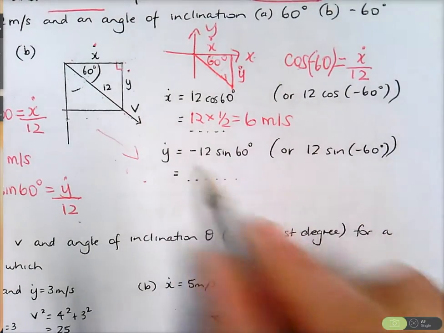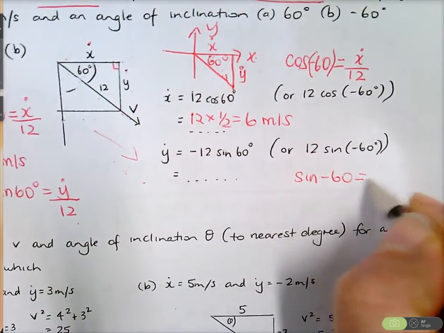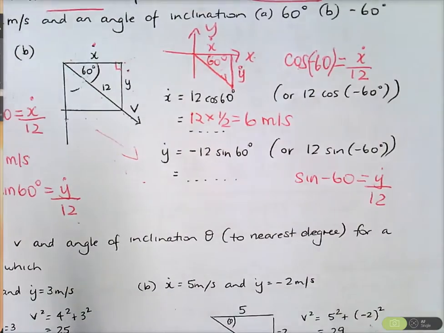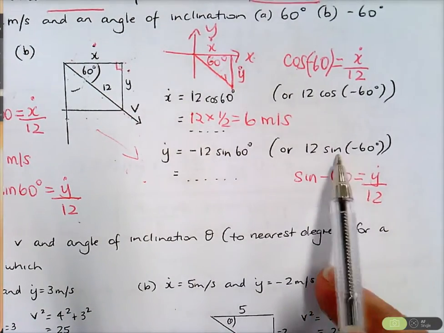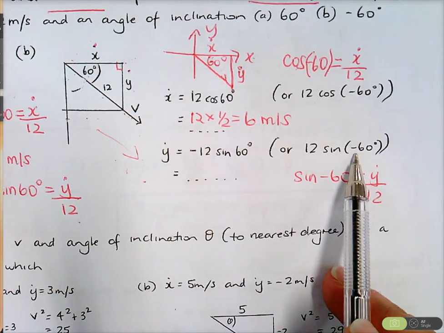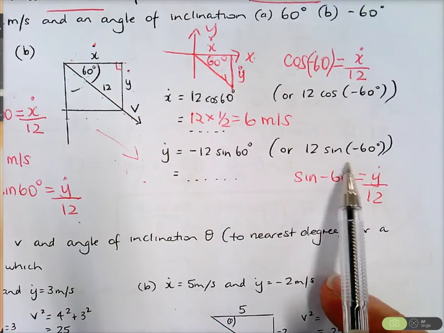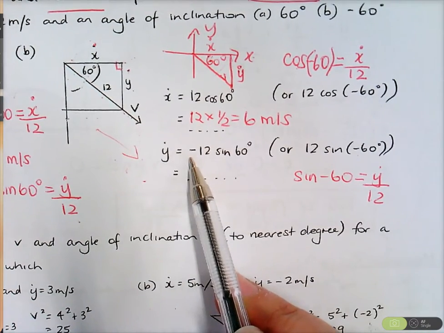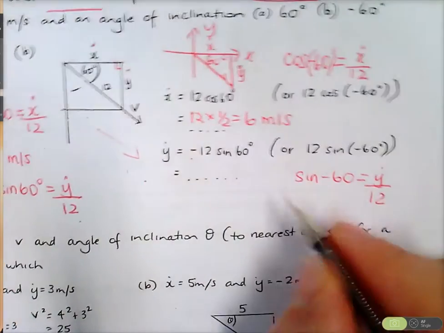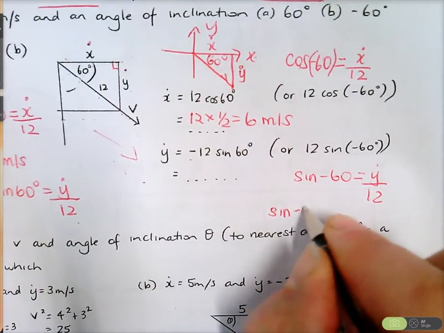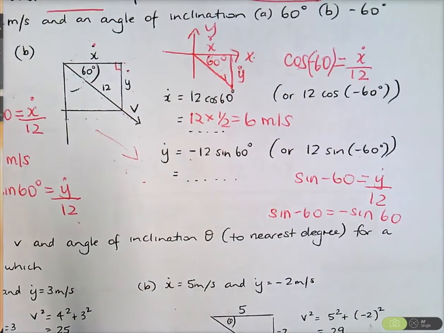All right, now, if we do our triangle again, sine of negative 60 is y dot on 12. Therefore, y dot is 12 times sine negative 60. We know that in quadrant 4, sine of negative 60 is the same as negative sine 60, so we put the negative at the front. Does that make sense? It's because sine of negative 60 equals negative sine 60. That's why, in quadrant 4.